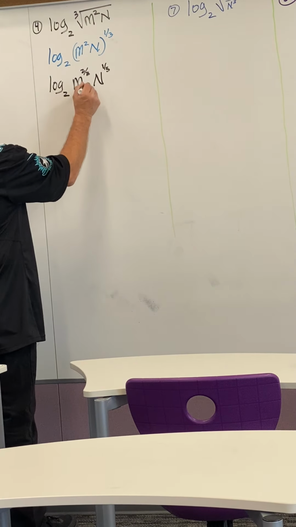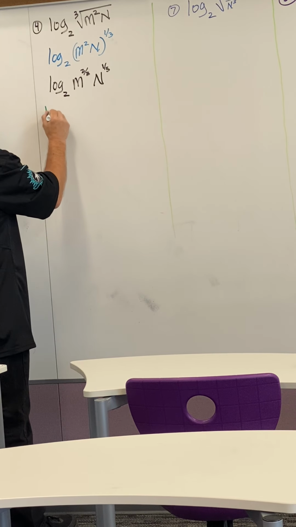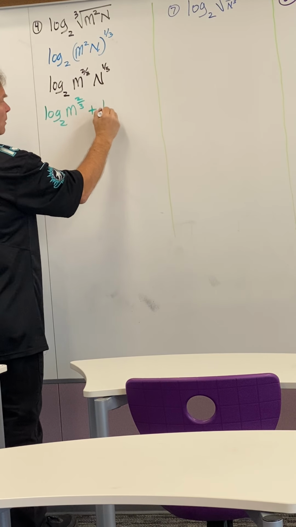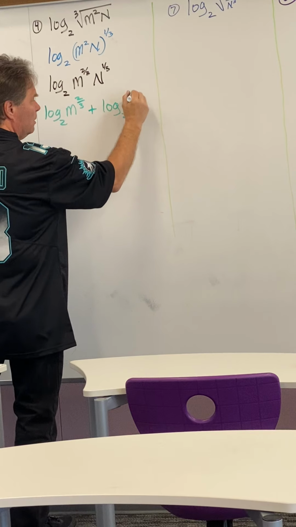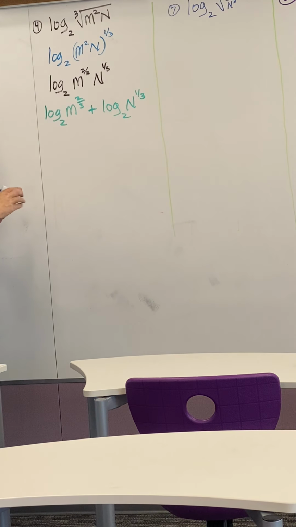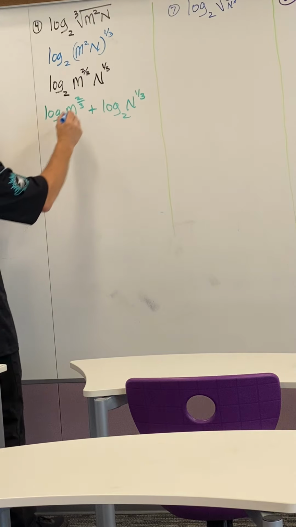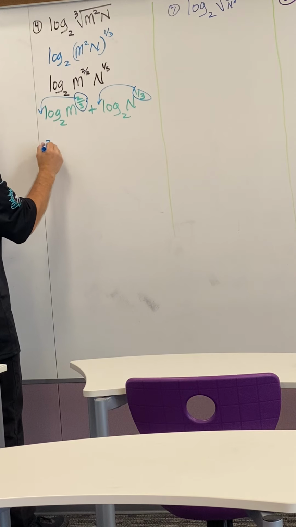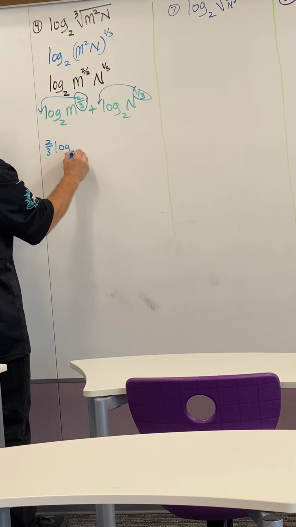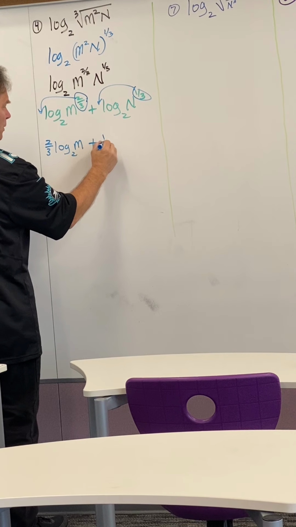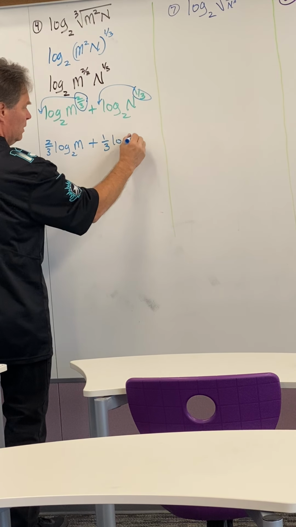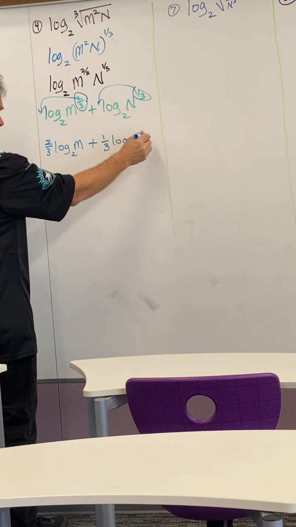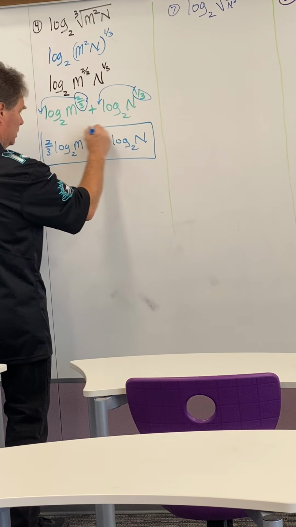Now, we've got multiplication, right? So I'm going to split that up into addition of logs. Log base 2 of m to the 2/3 plus log base 2 of n to the 1/3. Okay, and then finally, the third law of logarithms allows us to pump these numbers out front like this, and I get 2/3 log base 2 of m plus 1/3 log base 2 of n. And look, log base 2 of m, log base 2 of n, they're not raised to a power, they're not divided or multiplied. That is the answer.